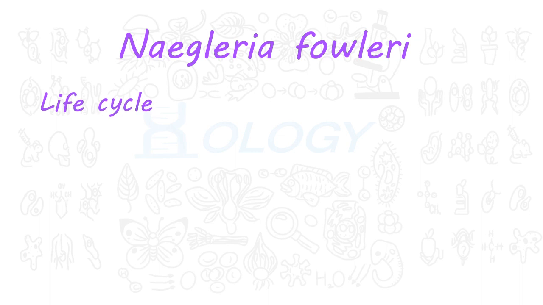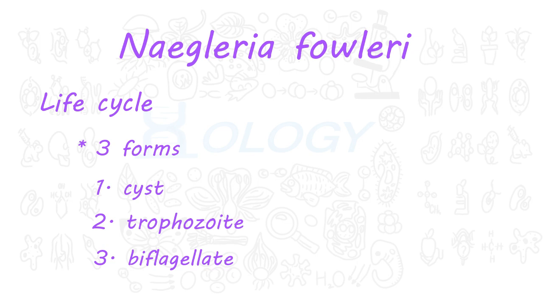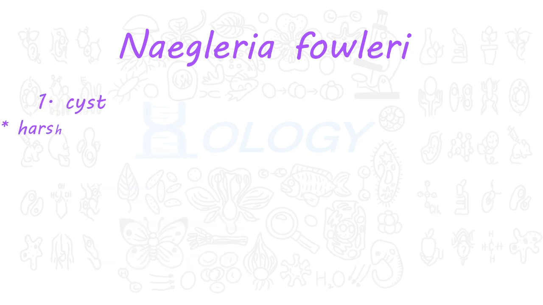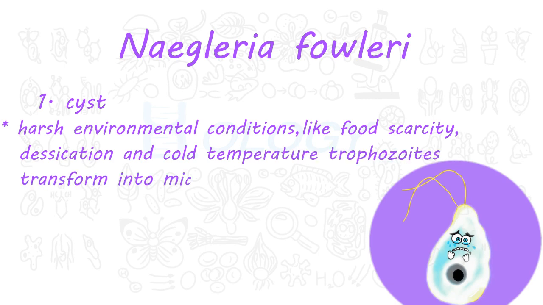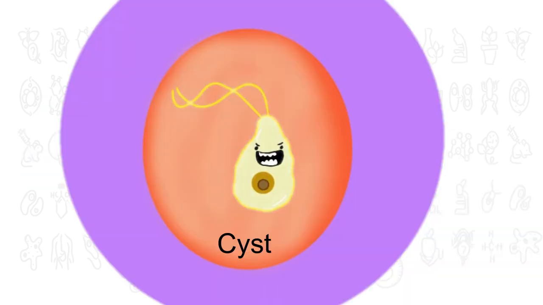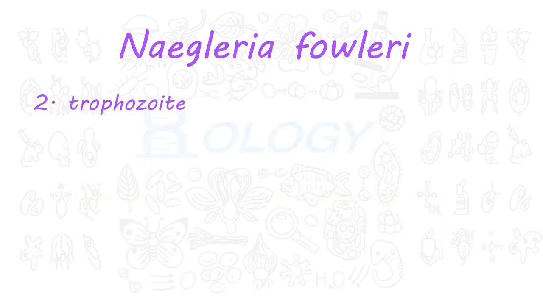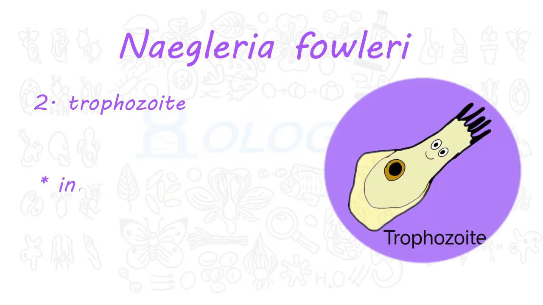Life cycle. N. fowleri exists in three forms: cyst, trophozoite, and biflagellate. Cyst stage. To endure harsh environmental conditions, like food scarcity, overcrowding, desiccation and cold temperature, trophozoites transform into microbial cysts. Trophozoite stage. The trophozoite stage is the infective phase for humans, during which the organism can actively feed and replicate.